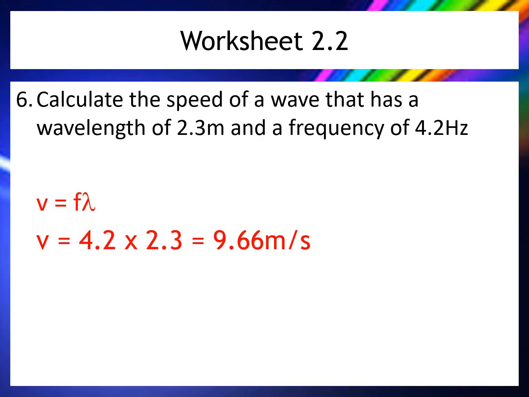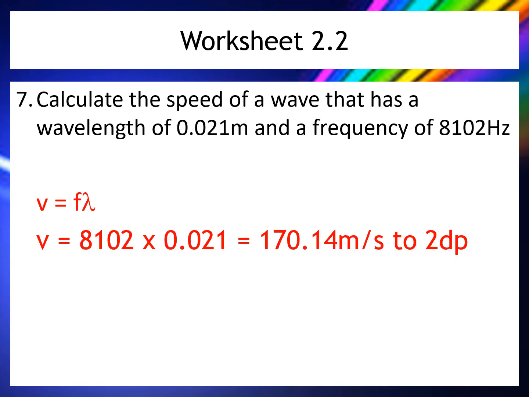We're now using our other equation here, which is v equals f lambda. That little symbol there is lambda, so wave speed equals frequency multiplied by wavelength. Here we're calculating the speed, v, but we know the wavelength and the frequency. So the best way to do this is to write out the equation and then put the numbers in underneath. This is what I've done here. v equals 4.2 multiplied by 2.3, which gives us 9.66 meters per second to 2 decimal places. Don't forget the units at the end.